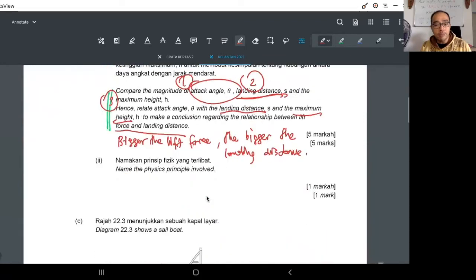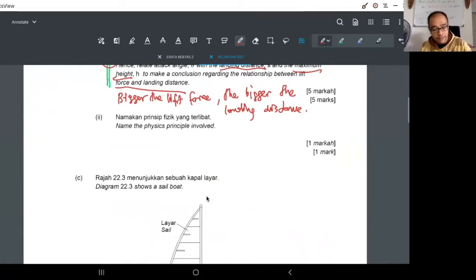Okay, name the principle that is involved. It is Bernoulli's principle. Just to remind you that Bernoulli is one of those names that people always get wrong. Okay, kurang 1 L, terlupa 1 R. I always see this every year and every time, so please be careful with this. Bernoulli, Archimedes, all these people's names, don't get it wrong. Because when you get people's names wrong, you also don't get the mark.